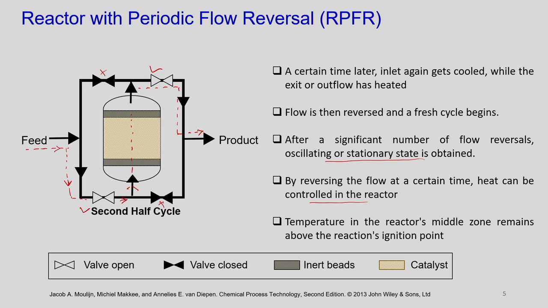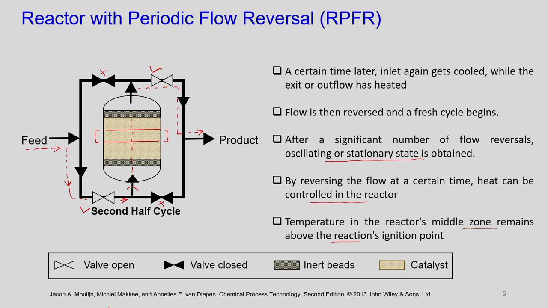Now consider the temperature in the middle part. Suppose this is the middle part. The temperature in the reactor's middle zone remains above the reaction ignition point. What it ensures is that, whether the flow is ascending from the top or from the bottom, the middle part will always have a higher temperature, because there is a reaction occurring. Reaction occurring means the catalyst bed is always at a higher temperature. So the exothermicity is there.